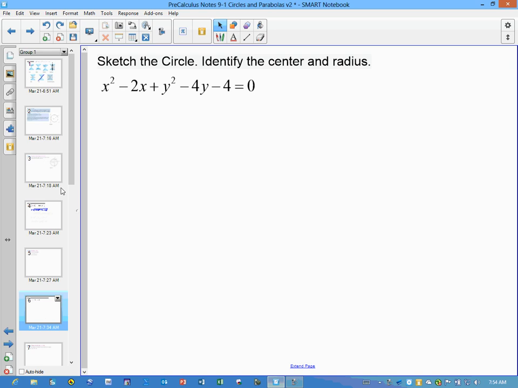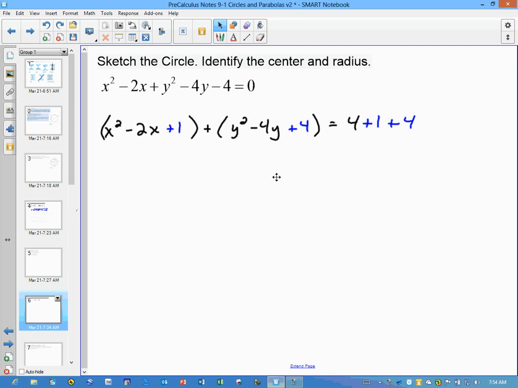I'm going to give you multiple examples here. Remember, you can pause this if you want to work the example yourself. Here we're looking at, again, sketch the circle. They give it to us in general form. So I want to group the x's, group the y's, bring the constant over to the other side, which makes it positive.